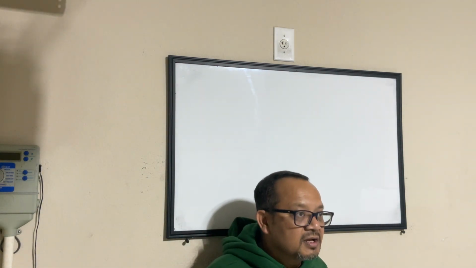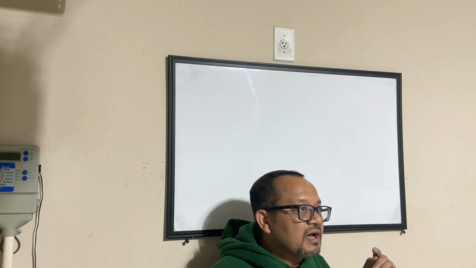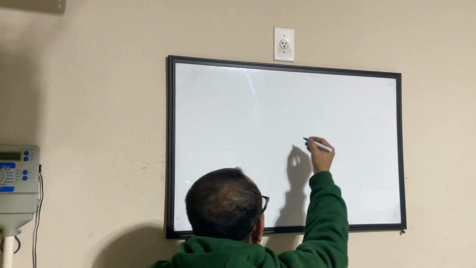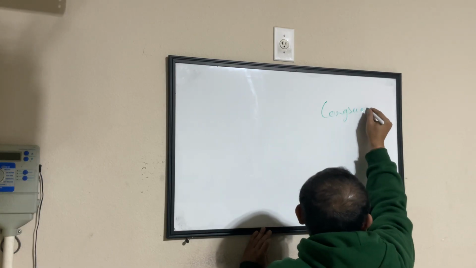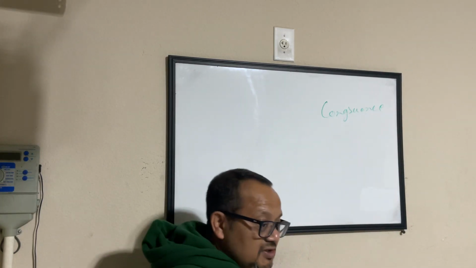Before I talk about the area of a triangle, I wanted to teach you guys some of the basics that would help you find out the area of a triangle or derive the formula for the area of a triangle, and that revolves around a term called congruence. Do you know what is congruence?